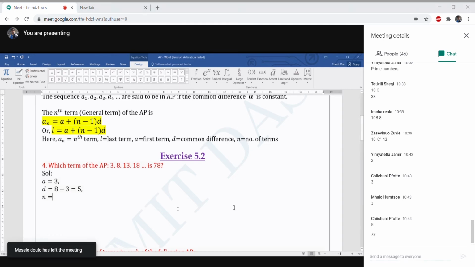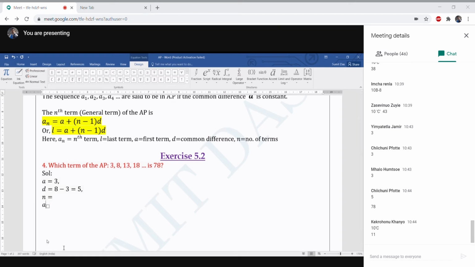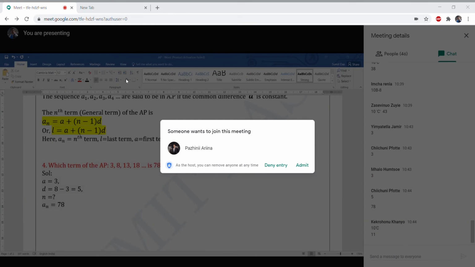No, n is not 78. Here an is 78. That's the important thing. n we have to find. Look again, read the question: which term of the AP is 78? That means we have to find this n. Which term? That means number of terms. n is the number of terms, that n we have to find. So 78 is the an. So let's find out the solution.